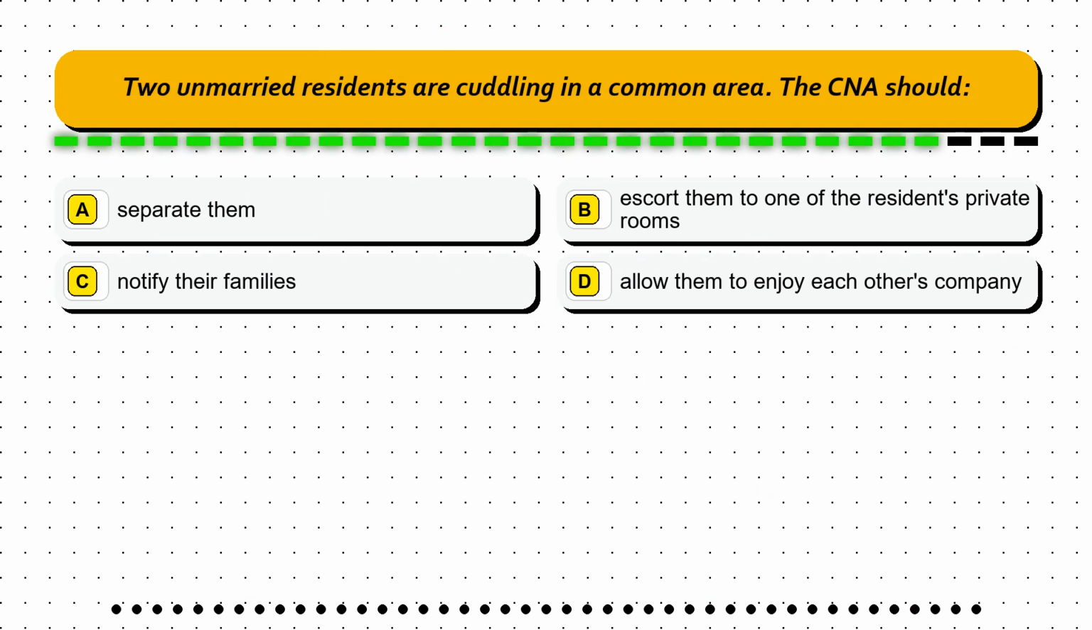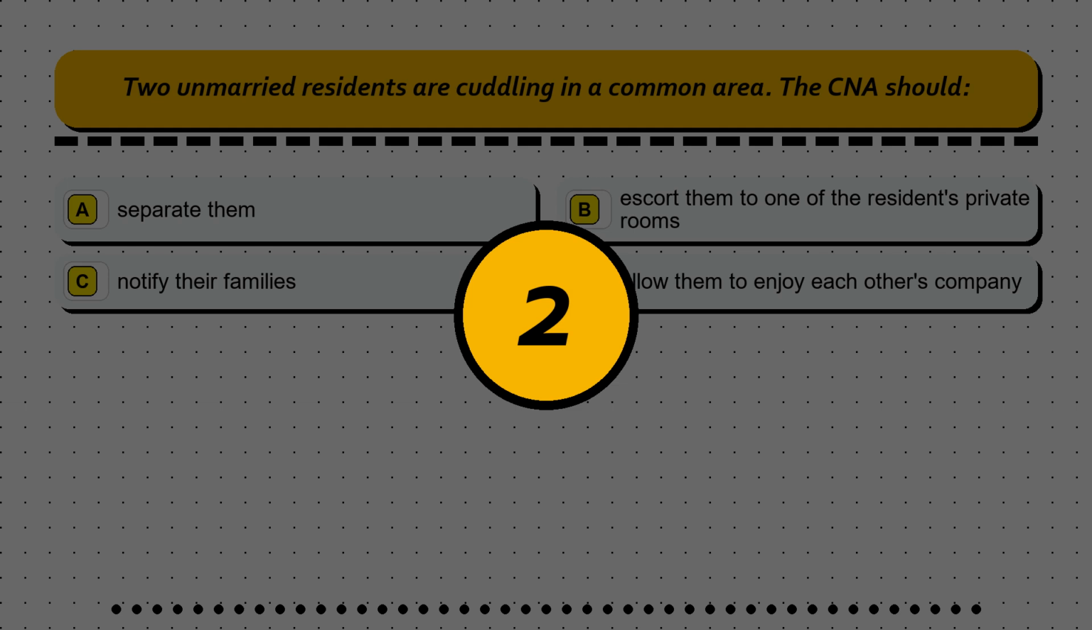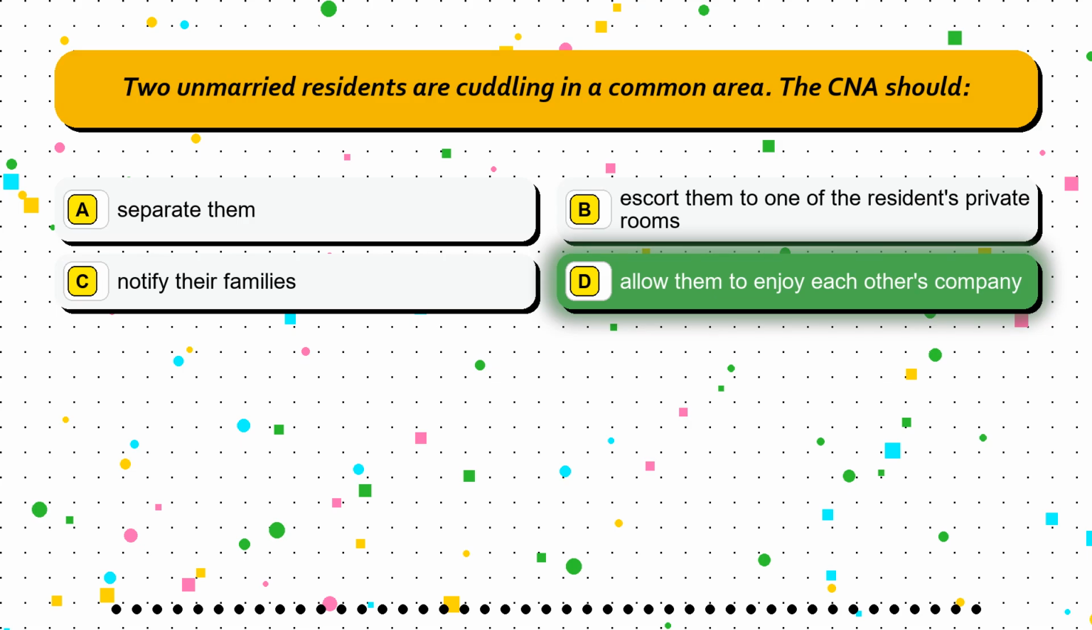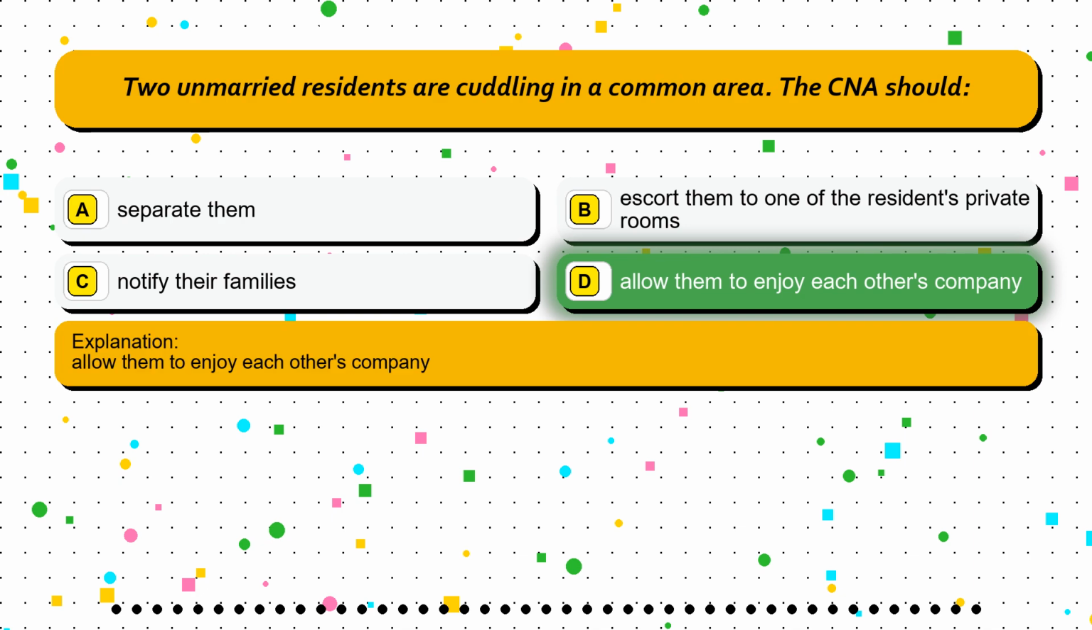Question 14. Two unmarried residents are cuddling in a common area. The CNA should: Option A, separate them. Option B, escort them to one of the residents' private rooms. Option C, notify their families. Option D, allow them to enjoy each other's company. The correct answer is option D, allow them to enjoy each other's company.